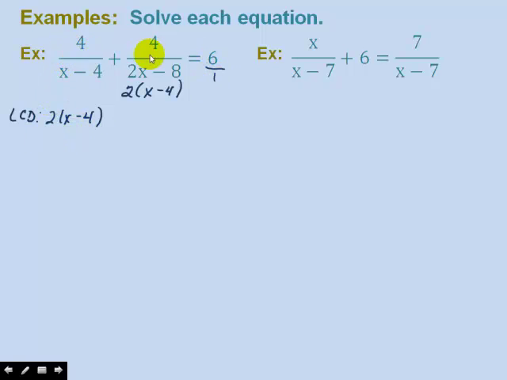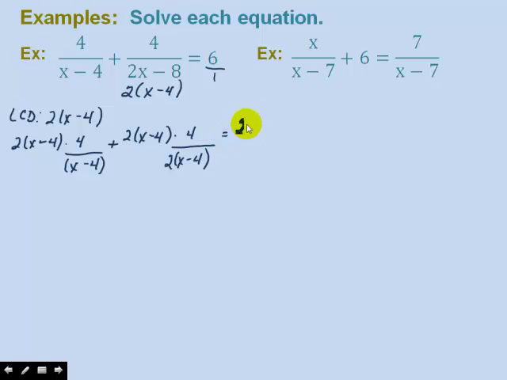Now we're going to multiply each one of these three terms by our LCD. So we have 2 times x minus 4 times 4 over x minus 4. And I'm writing this denominator in parentheses so that we know it's a factor. And then here we have the 2 times x minus 4 times 4 over, and we're going to write this one in factored form so that we can easily see what we can cancel. And then over here we have 2 times x minus 4 times the 6.